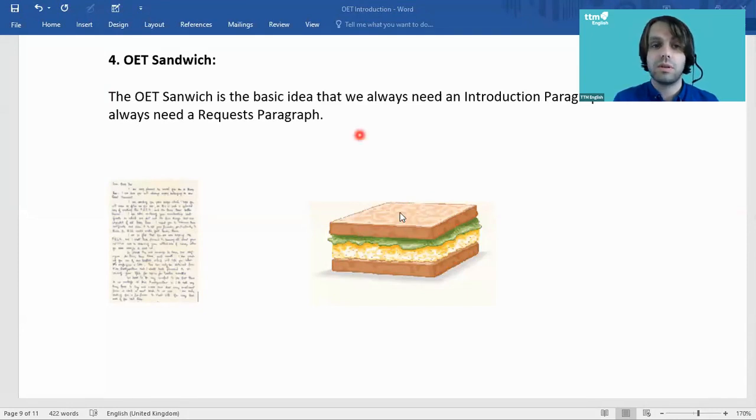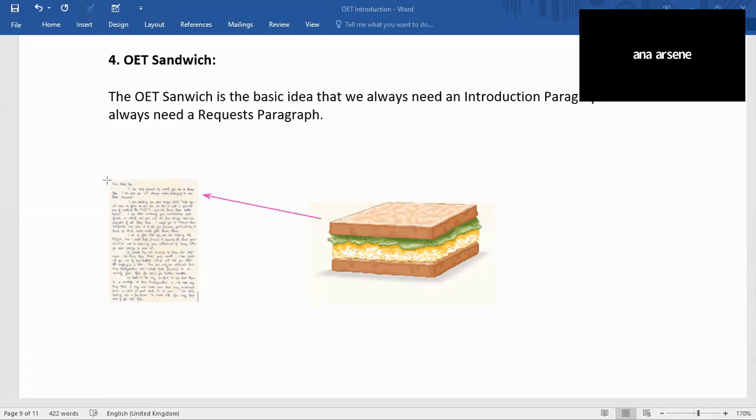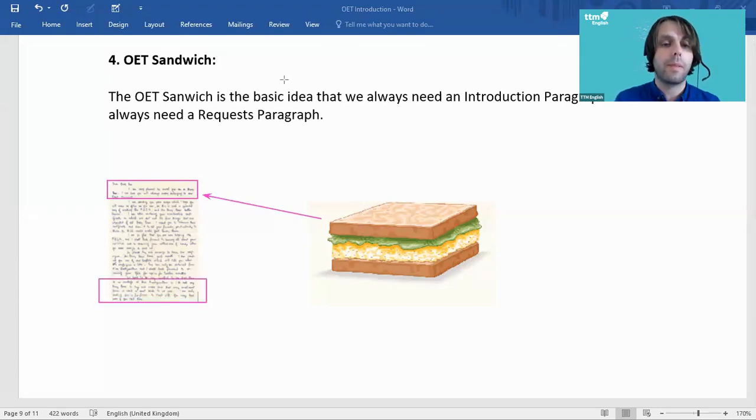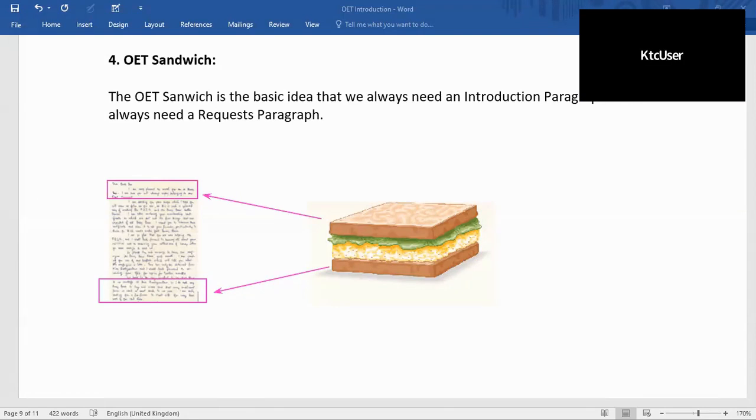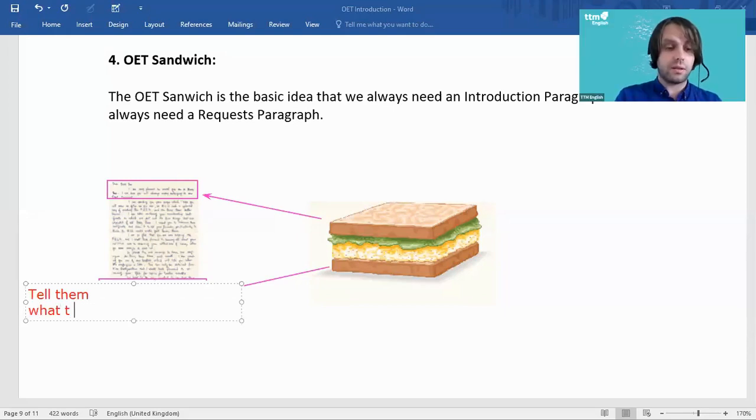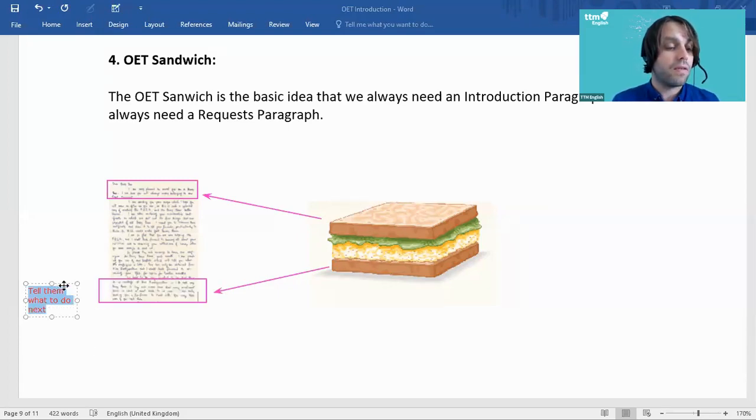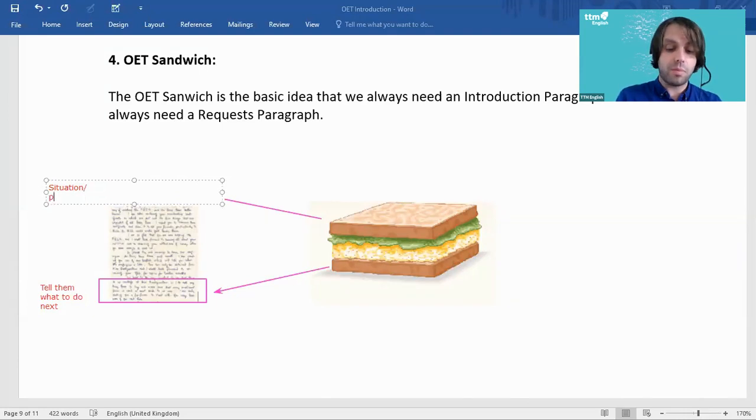Okay, that's your sandwich. What's the purpose of the final paragraph? The request paragraph. What are we trying to do? We're trying to tell the reader what they need to do next. A plan. And if you find yourself writing something else in that paragraph, then you should ask yourself, why am I putting something else in there? Again, I'm not saying that you can't sometimes mention extra things, but the function of the final paragraph is to tell them what to do next. The function of the intro is to give the situation and purpose of the letter.